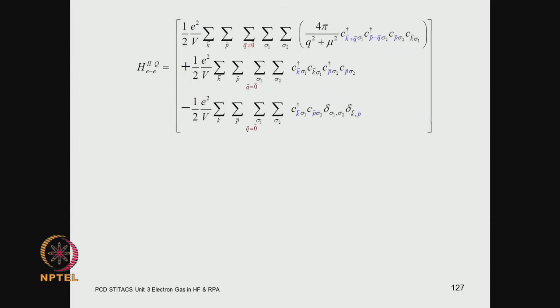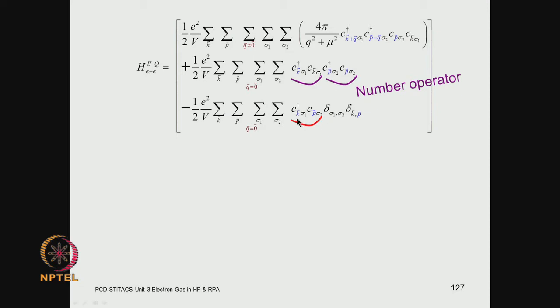Okay. So, now let us look at this further. You have got these two terms, the first one with a plus sign, the next with a minus sign. Look over here, what is this? These two are nothing but the number operators, C dagger C, right. So, this is nothing but the number operator, so is this. This is the number operator for the state k sigma 1, and this is the number operator for the state p sigma 2. Okay, C dagger C is the number operator.